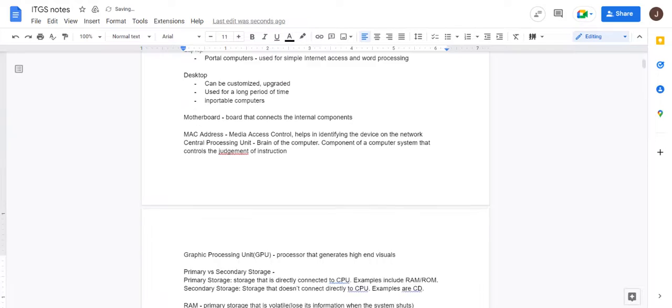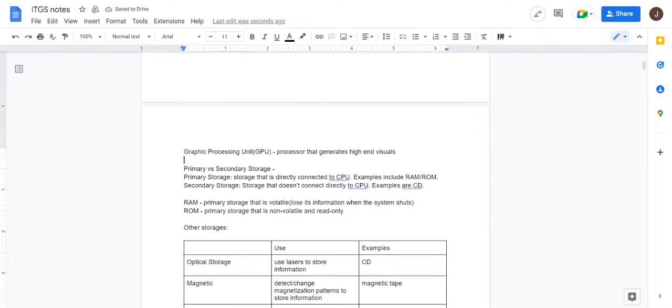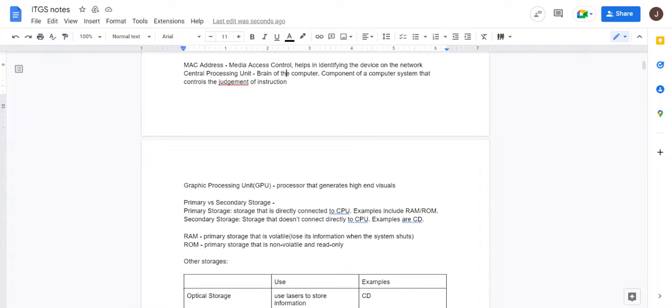And then there's the graphic processing unit. It's called GPU. It's a processor that generates high-end visuals. So for example, as you can see, this is a visual. This is a visual thing. So basically, they are being processed by the graphic processing unit. So you can see those images, which are called visuals.